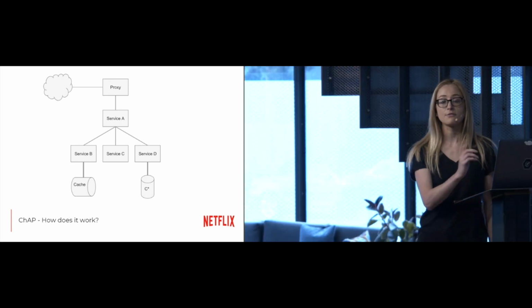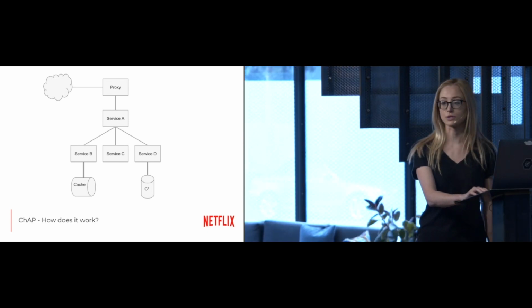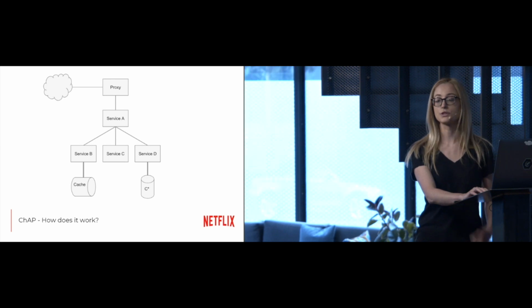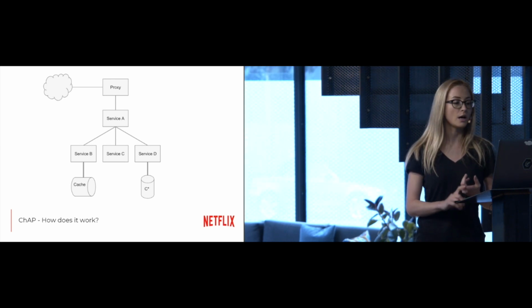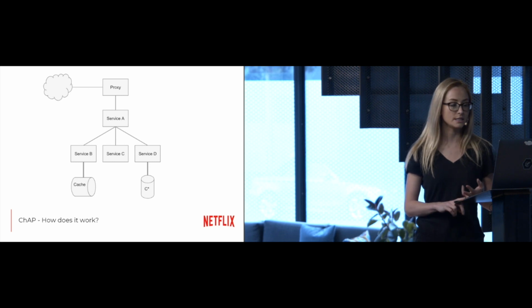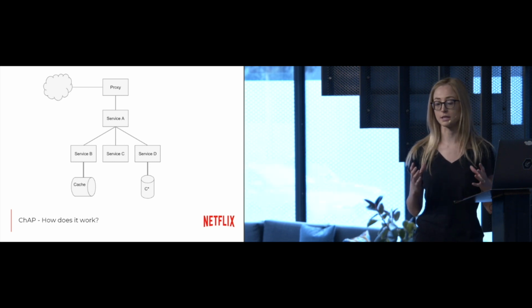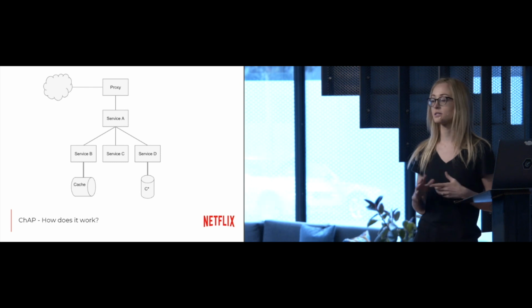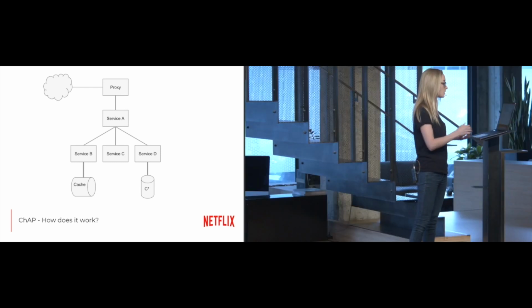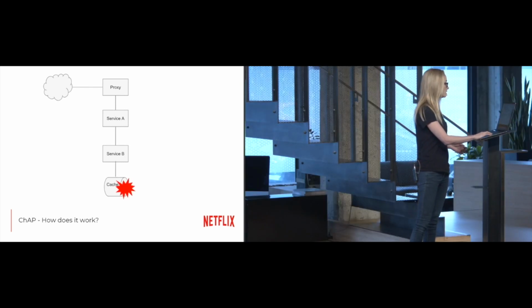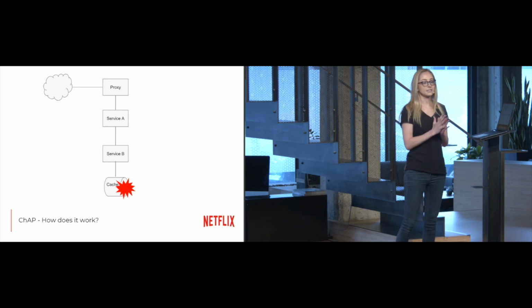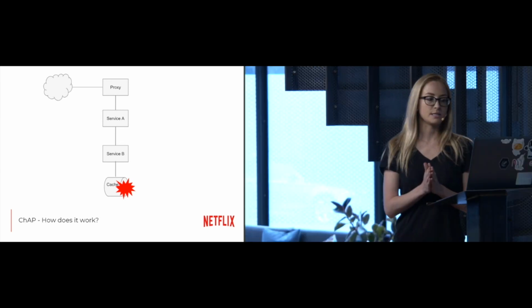This is a hypothetical set of microservice dependencies. There's a proxy. It sends requests to service A, which fans out to service B, C, and D. And then there's also a persistence layer. So service D talks to Cassandra, and then service B talks to a cache. So I went ahead and condensed this because it's about to get busy in a second.